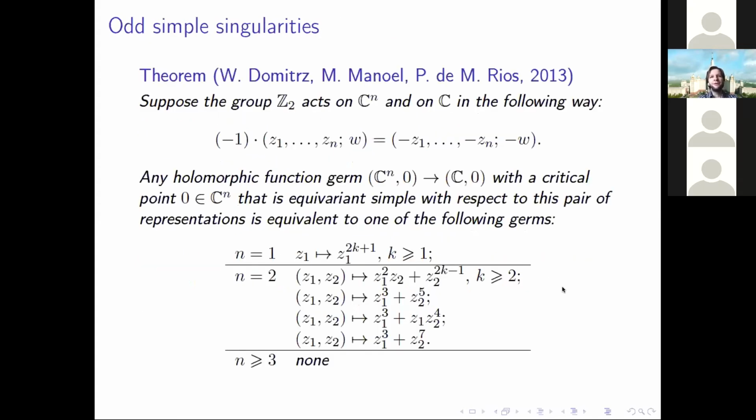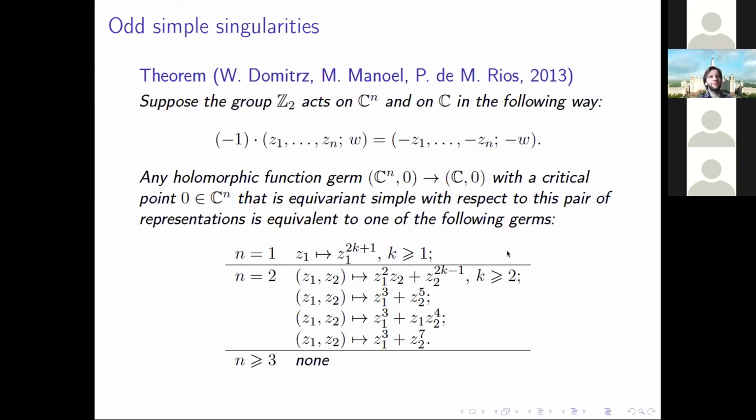Okay, so one more result here again has to do with the group of two elements. And here we consider odd functions. So the generator of the group acts on the Cn and on C, multiplying all coordinates by -1 simultaneously. And if we classify odd simple singularities, then here the classification essentially depends on the number of variables.